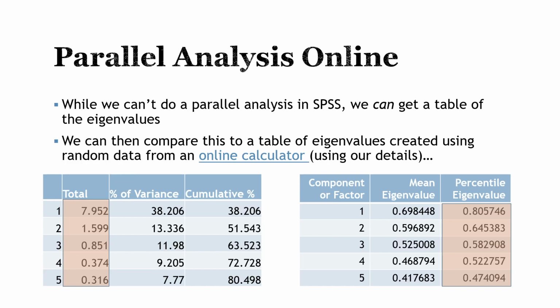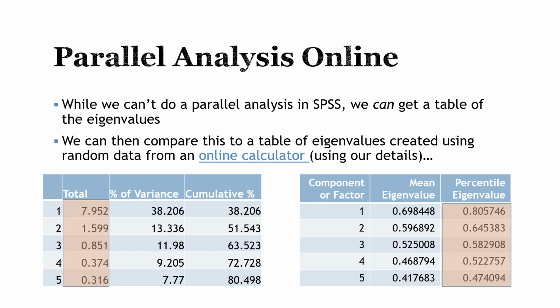And so I'm going to be comparing, and any time, just like the scree plot, if my data's contribution is larger than the random, then I keep that factor. But as soon as my data's contribution becomes equal to or smaller than random, then I drop that factor.